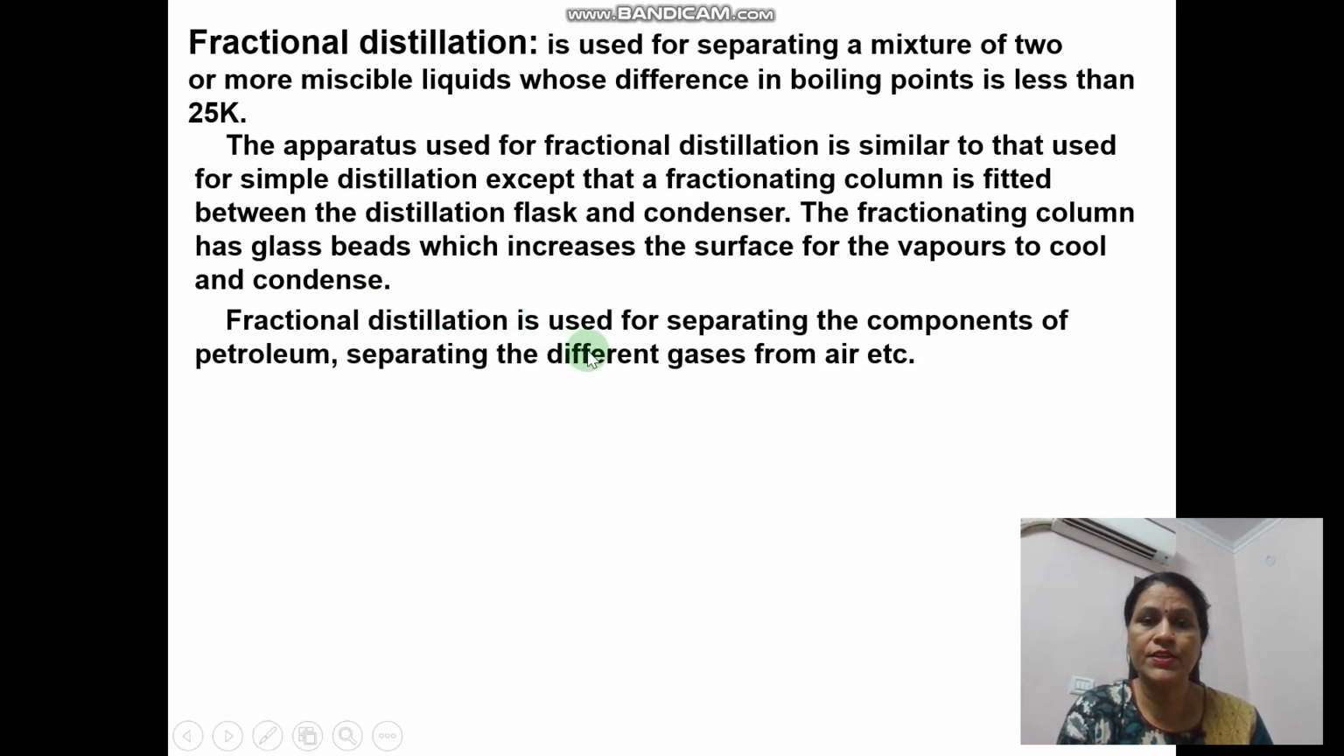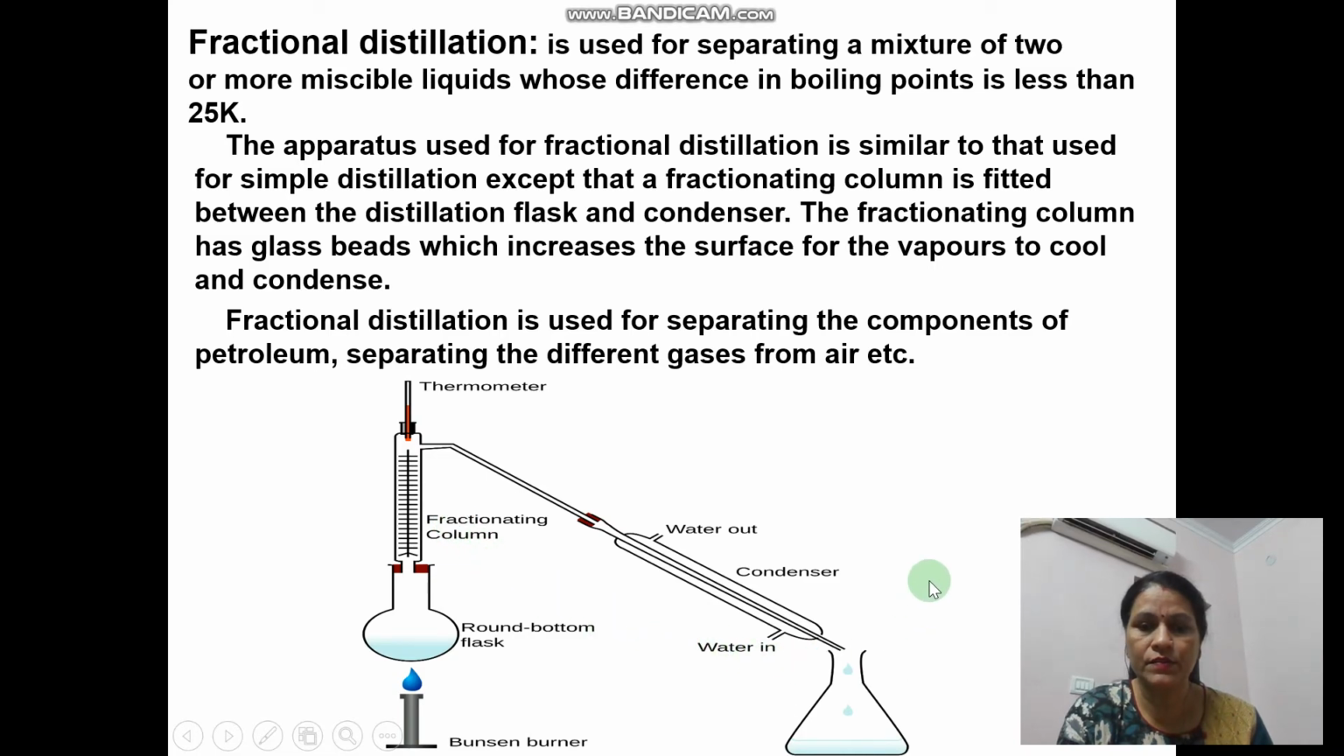Now fractional distillation is used for separating the components of petroleum, that you have done in the previous class. Petroleum is refined by the fractional distillation method. The crude oil is heated and the components are collected based on their boiling points in different columns. In the same way we separate the different gases from the air. The same method is used, but we'll talk about this also. Okay, now this is the unit.